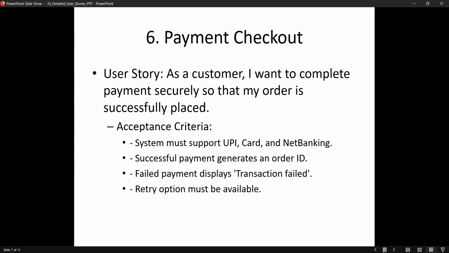So here we have seen that the system must support UPI, card and net banking. That's the acceptance criteria, because right now most of us are using UPIs like GPay or PhonePe, right? So that's a crucial one. And successful payment generates an order ID. So once a payment is done, you will get an order ID saying this particular order is placed. So that is also a mandatory thing.